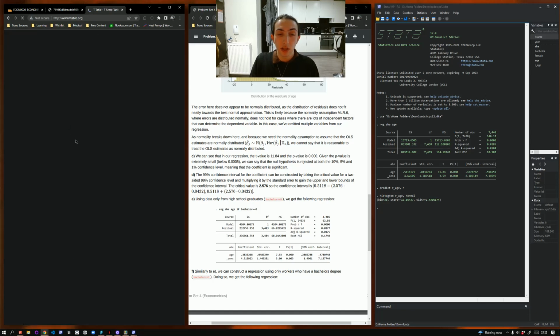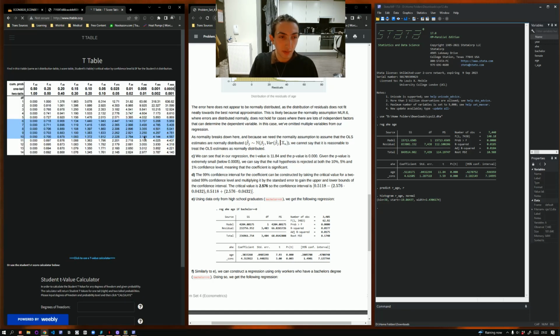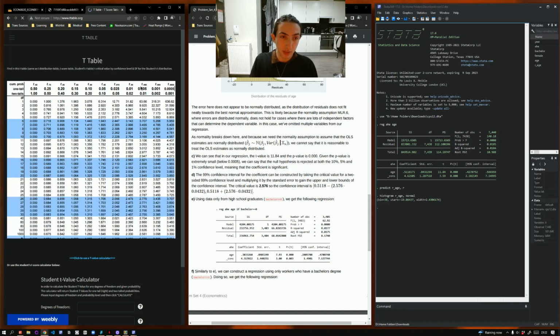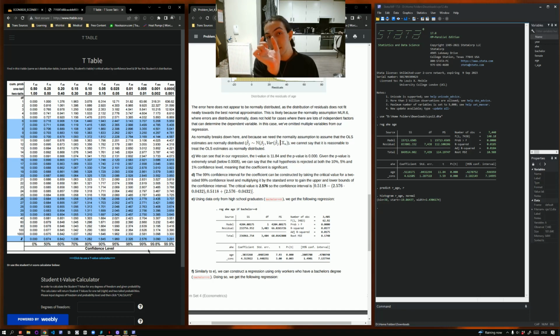Yeah. So for a 99% confidence interval, because it's a two-tailed test that we're doing here, we want to use the two-tailed one, and because it's 99%, we're going to use 0.01. The critical value here is 2.576. So you're going to be using that as the multiplier to the standard error, because confidence intervals are built by the estimated coefficient plus or minus the critical value times the standard error. So you're going to do that.